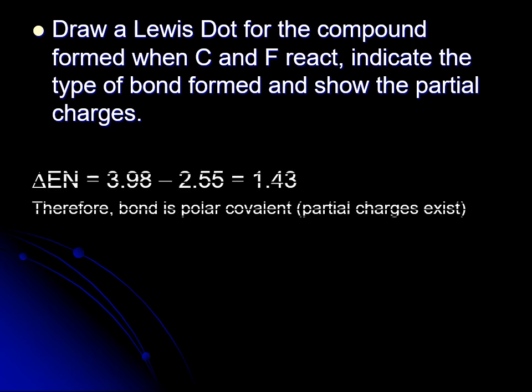All right, I should do the math first so we know what sort of bond we're drawing. Notice that this is less than 1.7, therefore it is not ionic, it is covalent, and it is not 0, so it is actually polar covalent. It's getting on the high side of polar covalent, so quite polar covalent. So we have our polar covalent here.